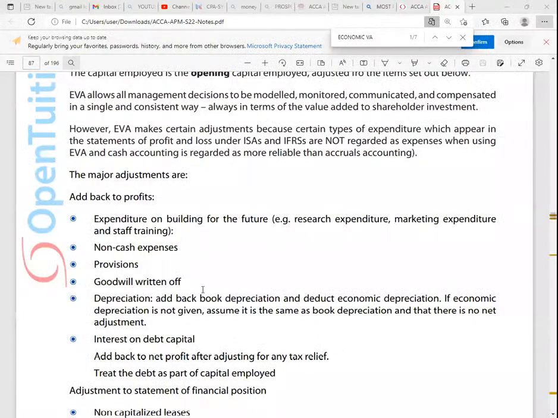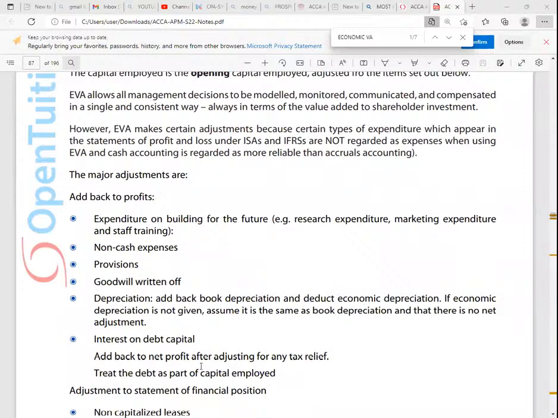That is what this examiner is telling you: add back book depreciation and deduct economic depreciation. If economic depreciation is not given, assume it is the same as book depreciation, and that there is no net adjustment.